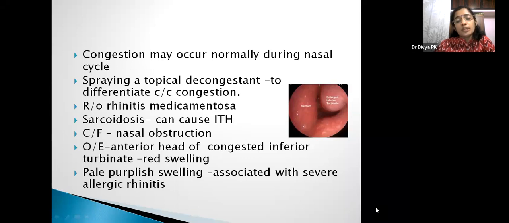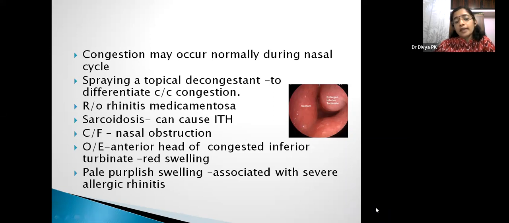The patient usually presents with nasal obstruction, snoring, obstructive sleep apnea, and symptoms of rhinitis or rhinosinusitis. Always take a history of rhinitis medicamentosa. Patients may be using over-the-counter nasal drops like xylometazoline or oxymetazoline, which may lead to swelling of the inferior turbinate and are one of the major causes of inferior turbinate hypertrophy. Sarcoidosis can rarely present as a cause of inferior turbinate hypertrophy.